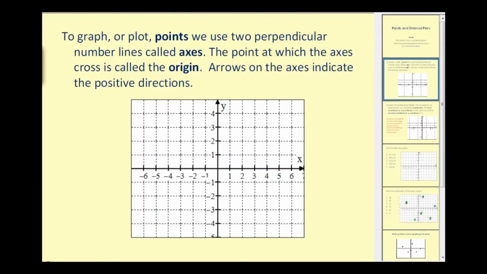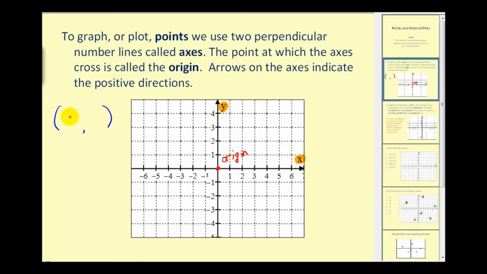To graph or plot points, we use two perpendicular number lines called axes. The horizontal number line is called the x-axis, and we have the positive x values on the right and the negative x values on the left. And the vertical number line is called the y-axis, and the positive y values are above the x-axis and the negative y values are below the x-axis. The point at which the axes cross is called the origin, and every point on the coordinate plane is identified by what's called an ordered pair.